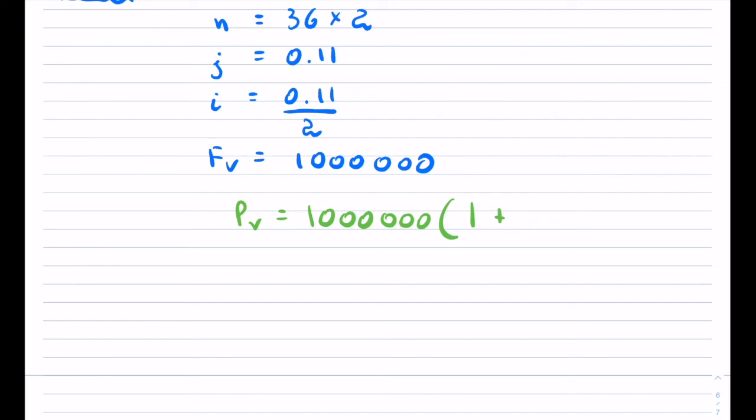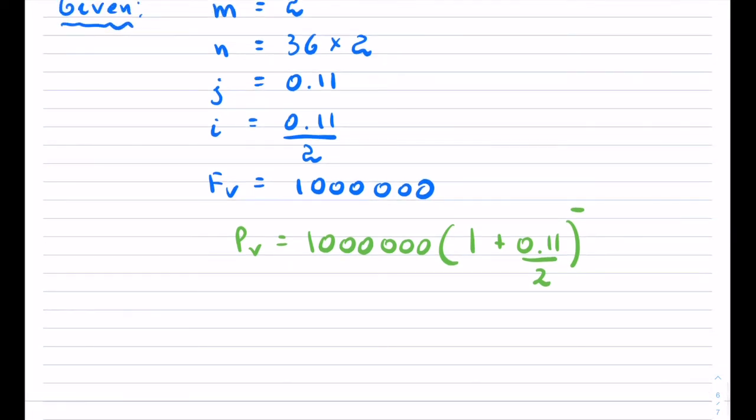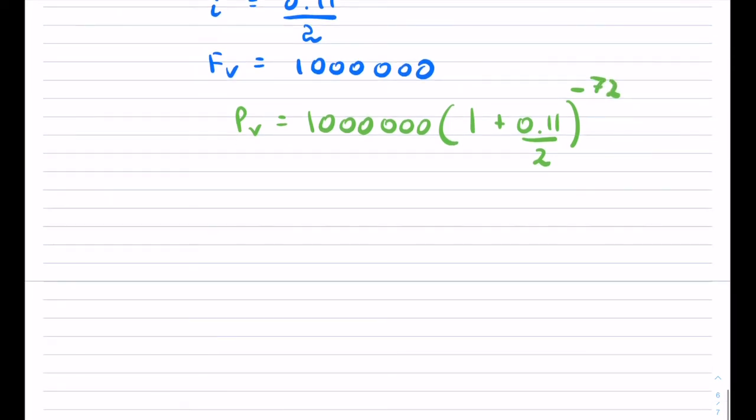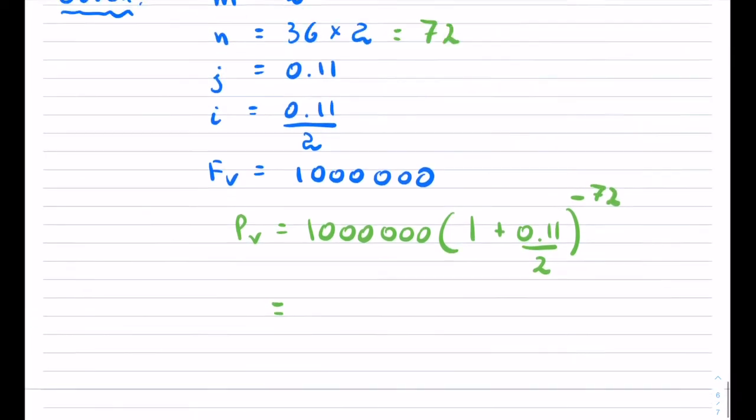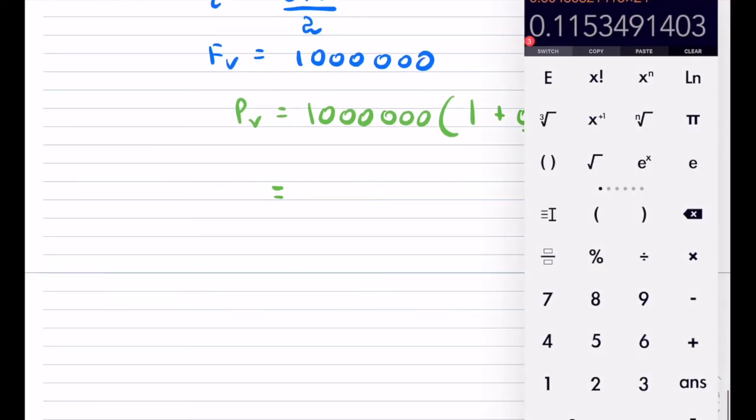Okay, 1 plus i, which is 0.11 divided by 2. And because we're working with future value, don't forget, it's negative. And our n, 36 times 2, is 72 in this case. And now we can find out how much that would be.